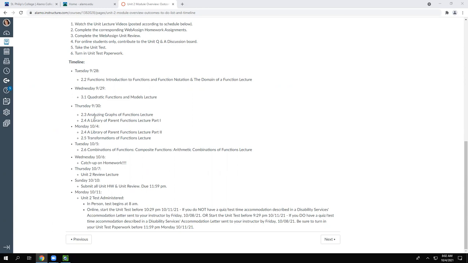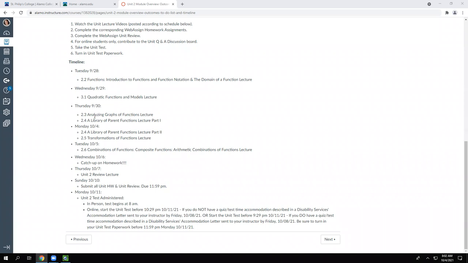Then we are going to move on to 2.5, which is transformations. We briefly talked about transformations in a different section, and I broke it all down for you, but I'm going to do it again because we're going to get to the section where it's all going to get played out, okay? And that's going to be section 2.5. Then tomorrow, we'll talk about combinations of functions, and I think for now, they're only doing arithmetic combinations. There's another kind of combination, but that one we'll talk about after the test, okay?